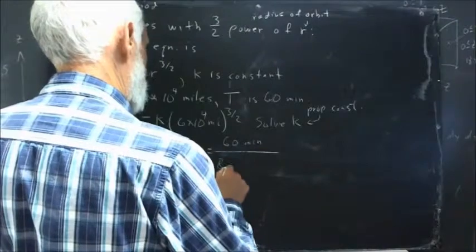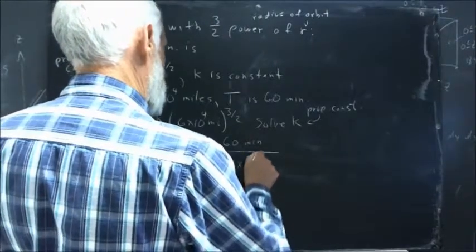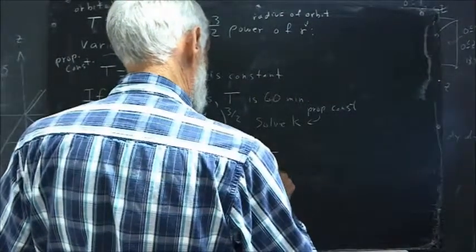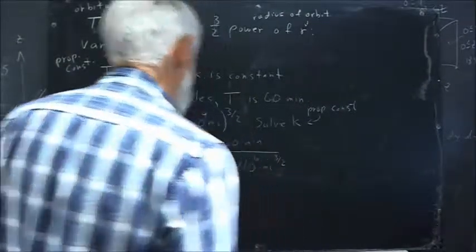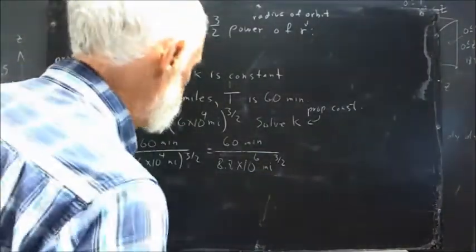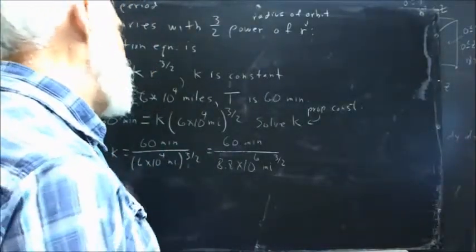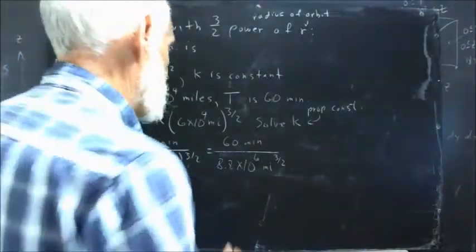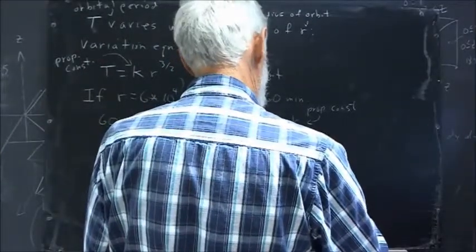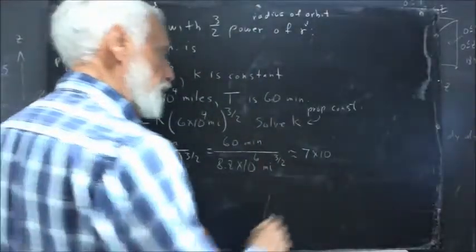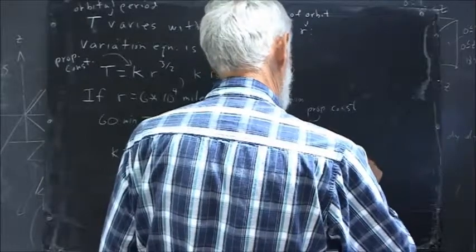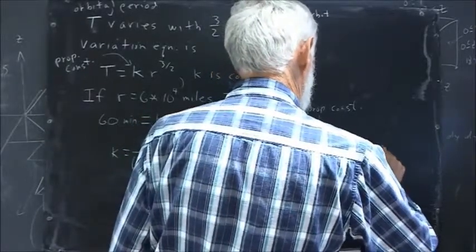So I'm going to say this is 8.8 times 10 to the 6th, and it's going to be miles raised to the 3/2, so it's miles to the 3/2. And then when we divide that out, 8.8 is going to go into 60 about 7 times. The reciprocal of 10 to the 6th is 10 to the negative 6th, and that's going to be minutes over miles to the 3/2.